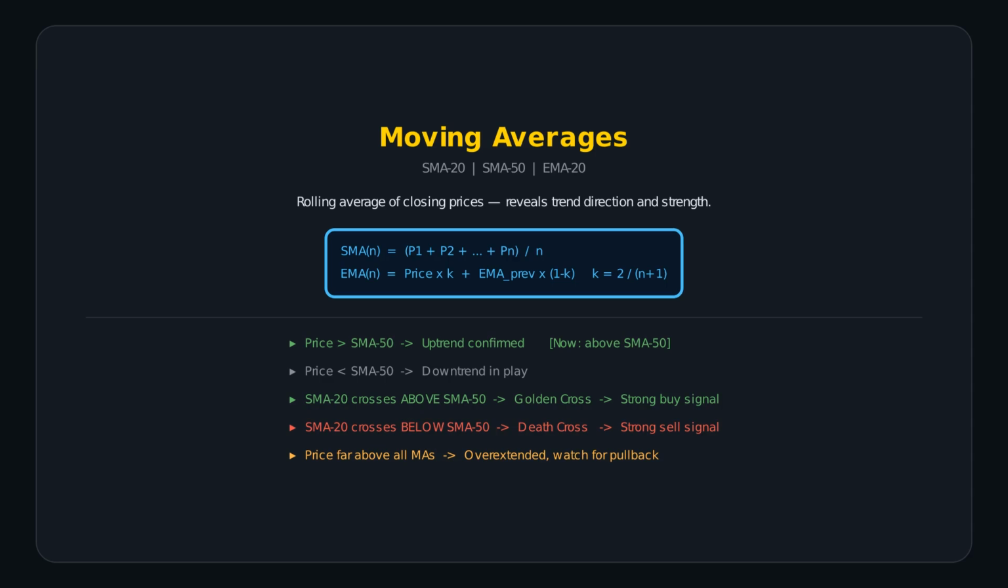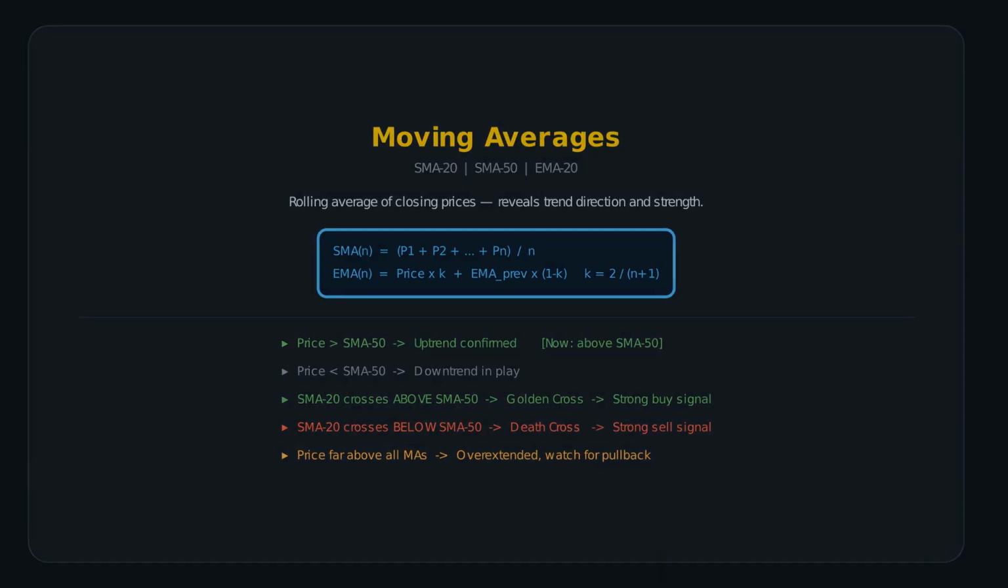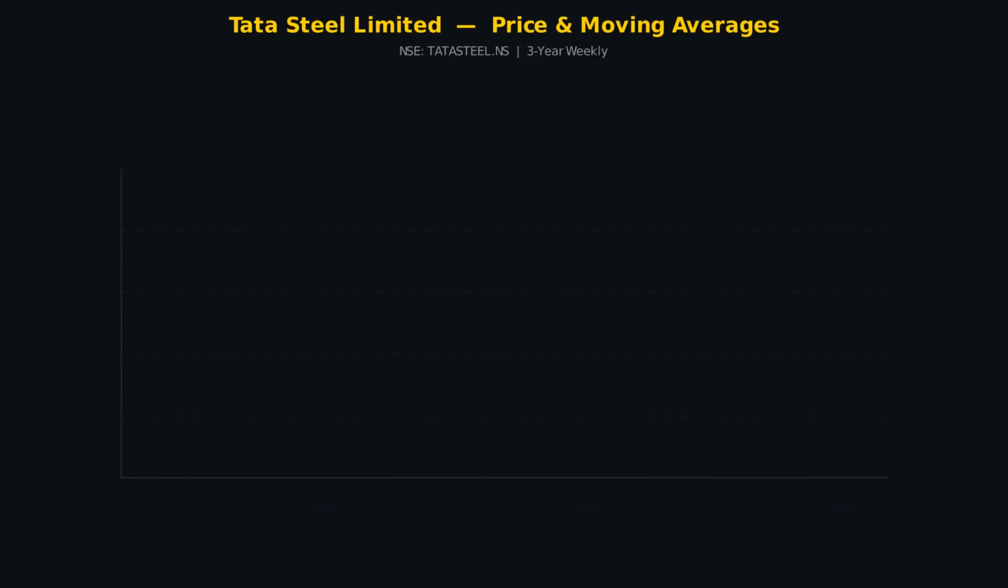The key rule: when price is above the 50-period average, the trend is up. When below, the trend is down. A golden cross, the fast average crossing above the slow one, is one of the strongest buy signals in technical analysis. Tata Steel Limited is currently at Rs 195.